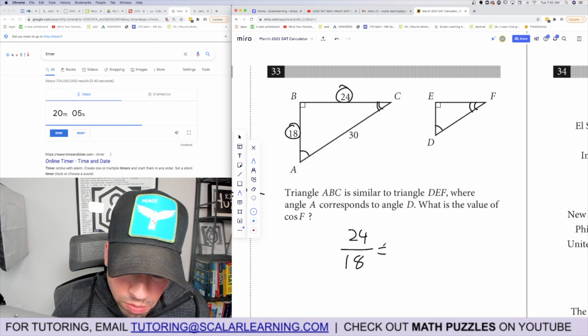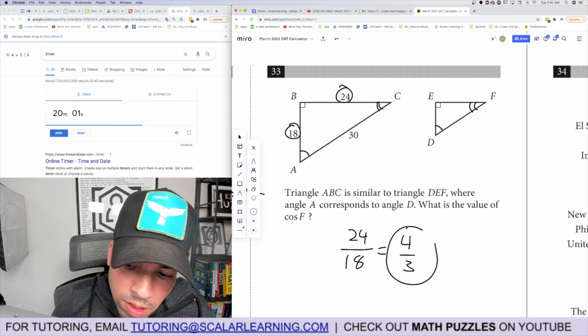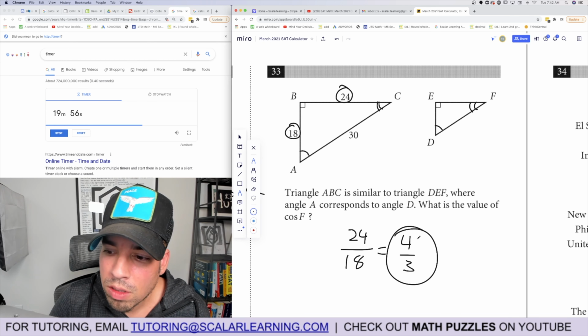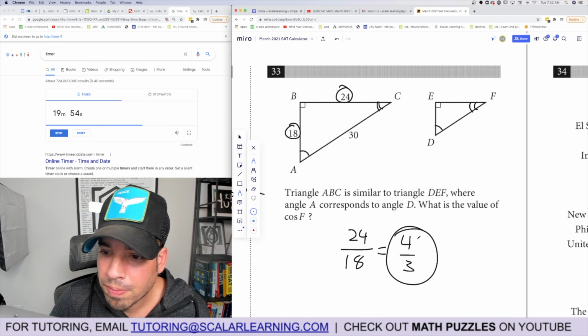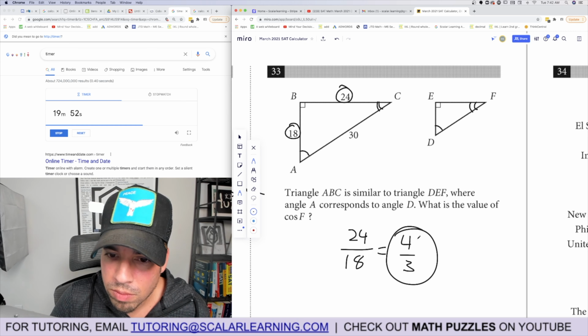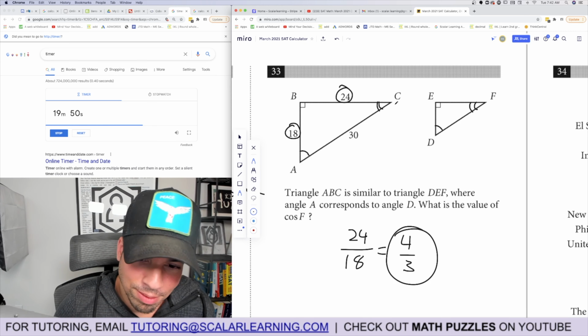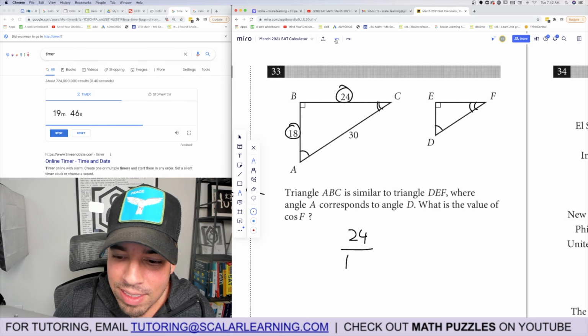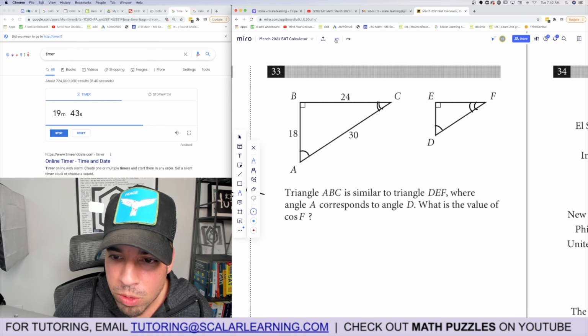I'm going to reduce it just for the heck of it. Divide top and bottom by 6, and we get 4/3. And we're good to go. Just make sure I didn't make a mistake. Cosine of f. So A to D. Oh my God, what am I doing? That mistake I literally just almost made.